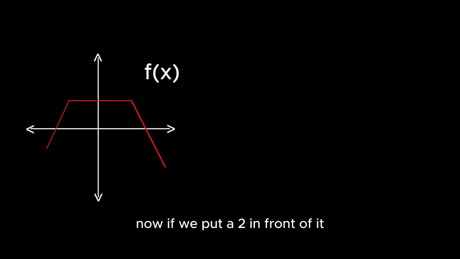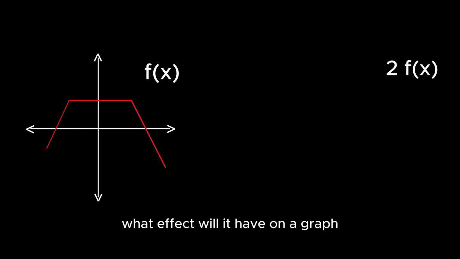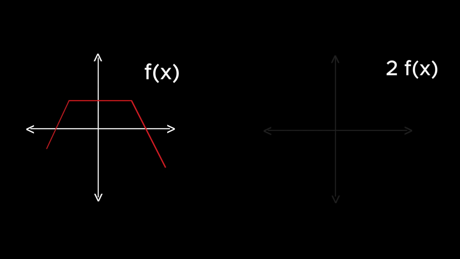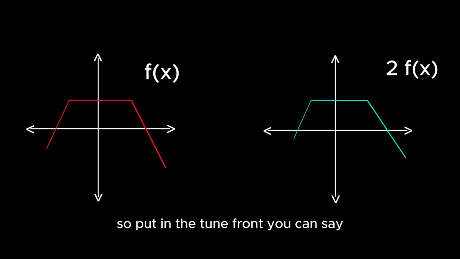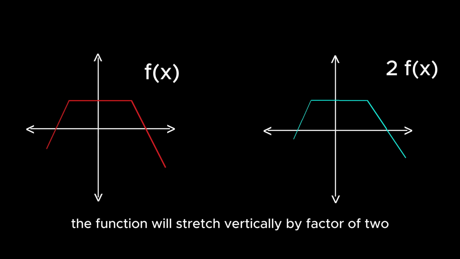So let's say this is the current function, and it's going to have a shape that looks like this. Let's call it f of x. Now, if we put a 2 in front of it, what effect will it have on the graph? Putting a 2 on the outside will stretch the graph vertically. So the y values will double. So putting the 2 in front, you can say the function will stretch vertically by a factor of 2.